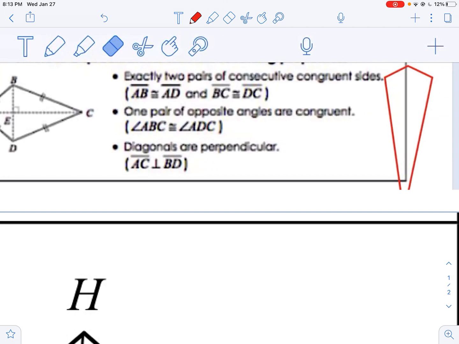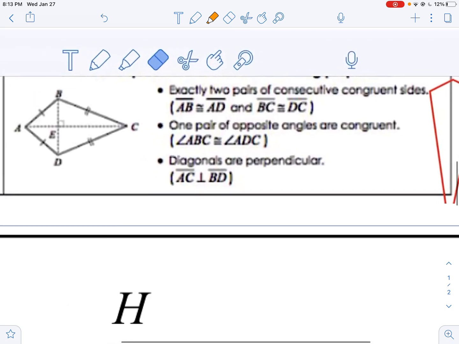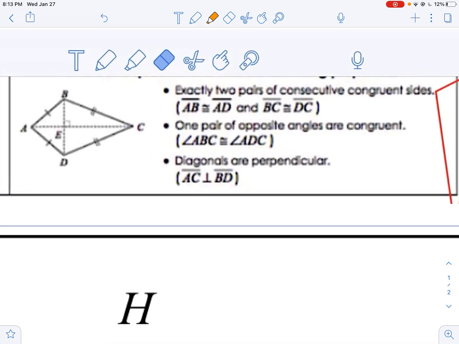So looking at our kite properties, we've got exactly two pairs of consecutive congruent sides, two short sides, two long sides. We also have one pair of opposite angles that are congruent, so these two angles kind of bridge the gap between the short and the long pairs of sides. And these diagonals are perpendicular, meaning they form a right angle, or several right angles, in the middle.